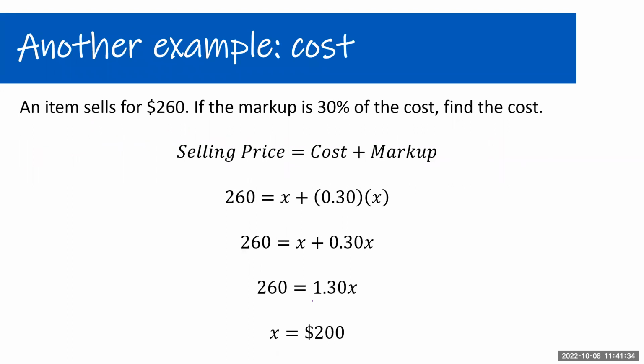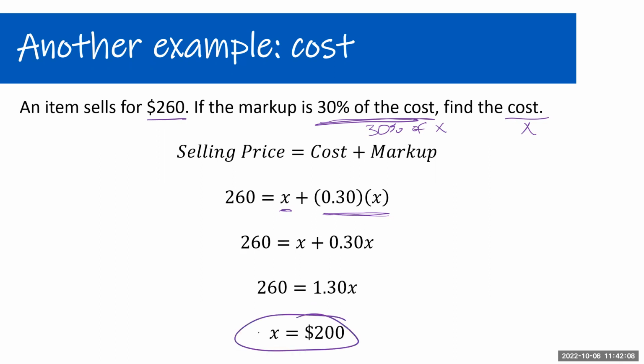Okay, let's look at another example. An item is going to sell for $260. The markup is 30% of the cost. Find the cost. Well, selling price, $260. Markup is 30% of the cost, and we don't know the cost. So this is going to be 30% of X, and cost is going to be X. So we know that 260 is going to be that cost plus 30% of the cost. Again, we're going to just algebraically work this one through, and we'll find that it is $200.